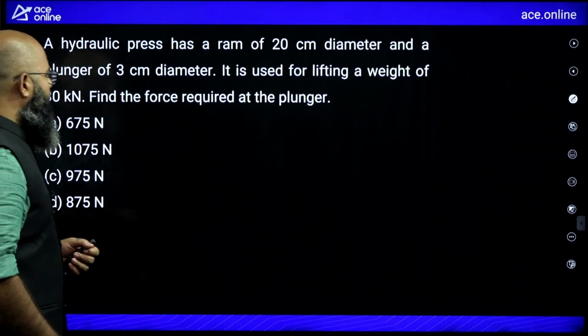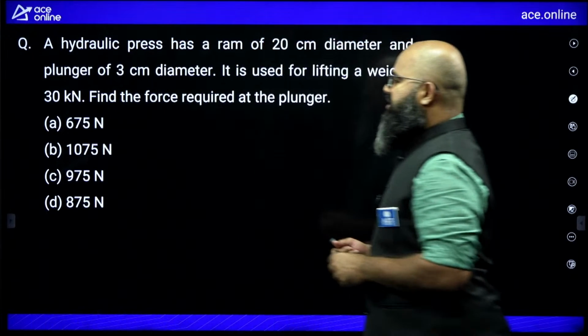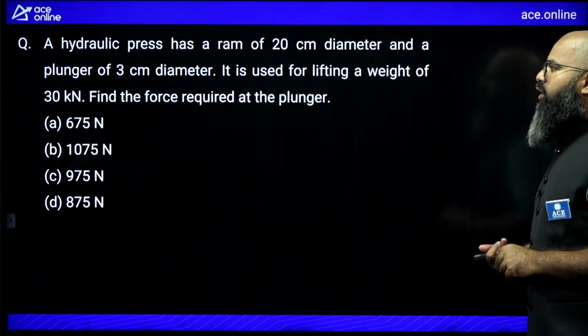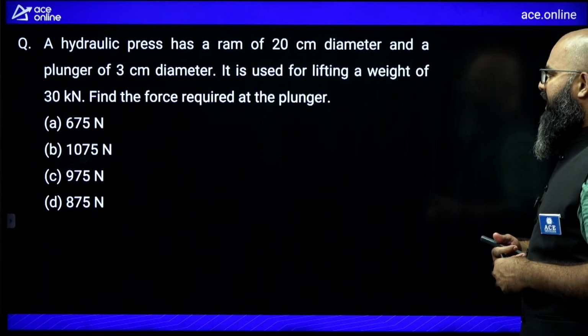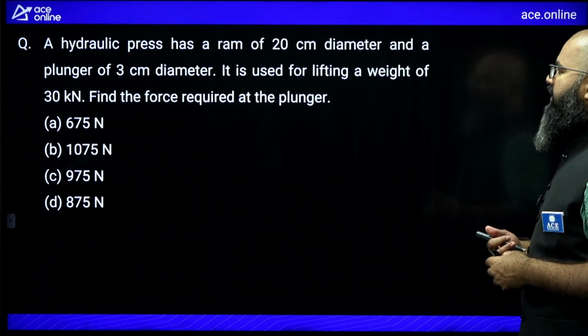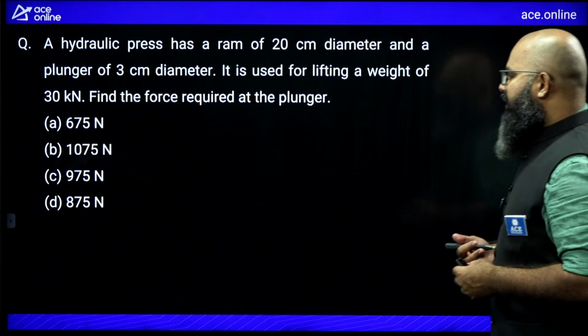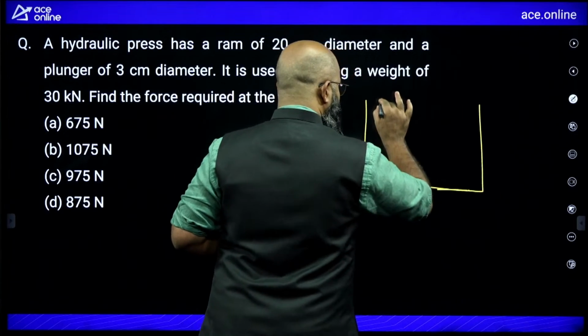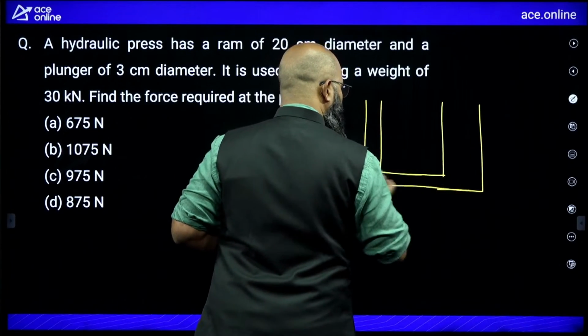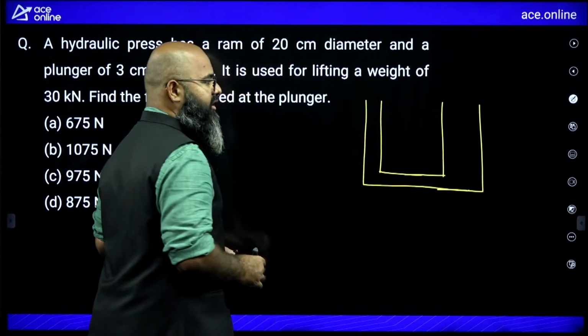Moving further, look at this question. It's a question on hydraulic press. A hydraulic press has a ram of 20 centimeter diameter and a plunger of 3 centimeter diameter. It is used for lifting a weight of 30 kilonewton. Find the value of force required. This should be very simple. Without drawing a diagram, you should be in a position to recall what happens in the case of a hydraulic press.